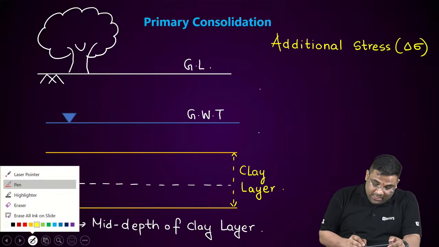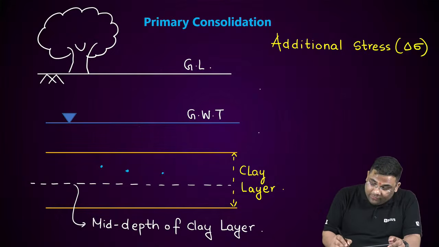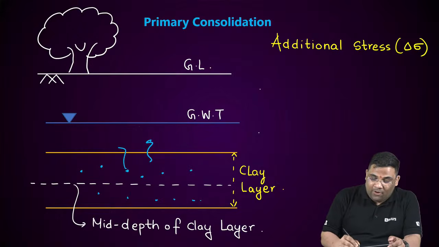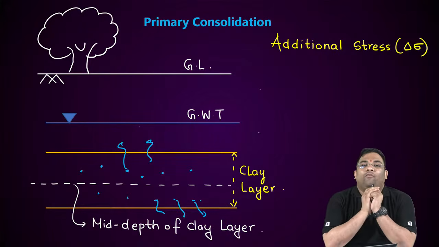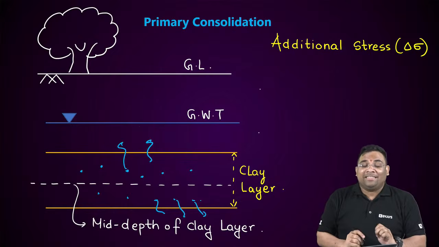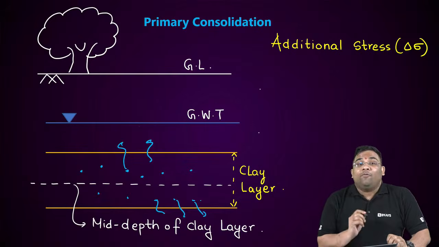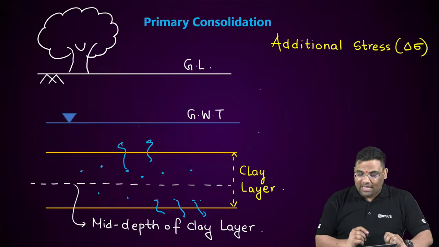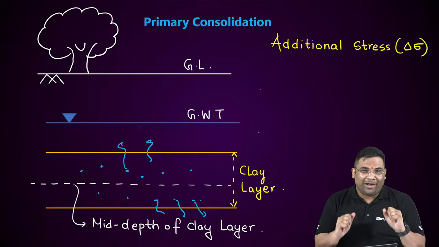Now, since there is additional stress, what will happen? The water which is there in this clay layer will drain out. And this draining out of water from the pores is what is primary consolidation, right? Yes. This is the basic process of primary consolidation, where due to some additional stress, water is coming out of the pores of soil.